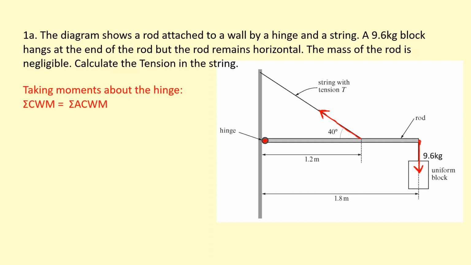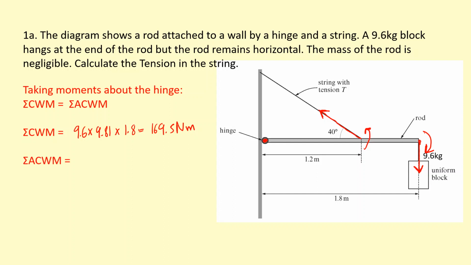Okay, so taking moments about this, some clockwise moment will equal some anti-clockwise moment. The clockwise moment is going to be created by this mass trying to spin it that way. The anti-clockwise moment by this tension in the string here. So the clockwise moment is going to be from the weight of the block, so it's going to be 9.6 kilograms times 9.81, which is the gravitational field strength, times the distance from the hinge to that point, which is 1.8. That gives us 169.5 newton meters.